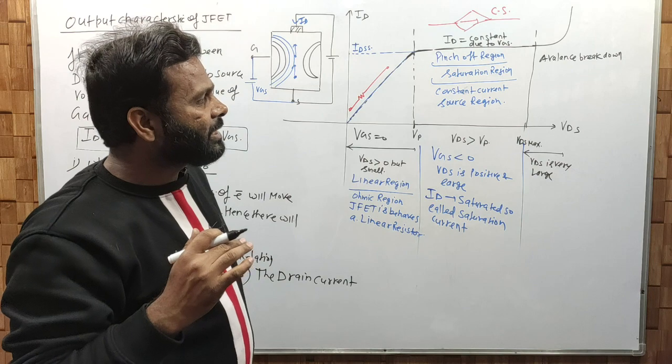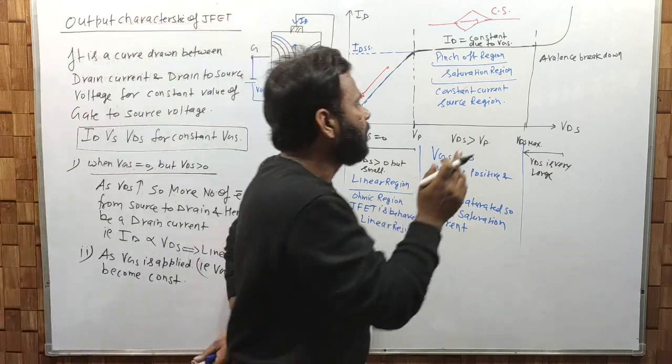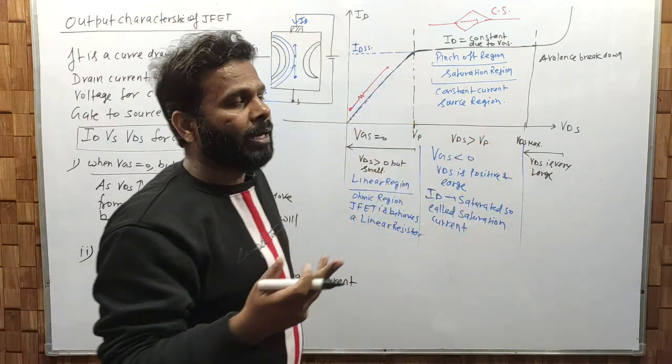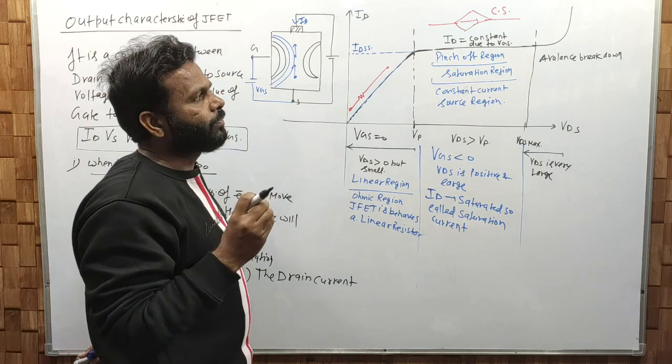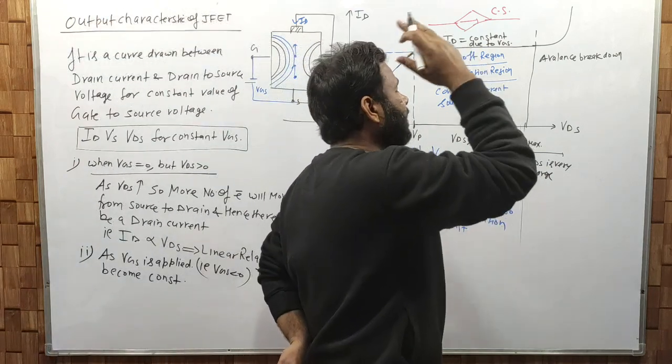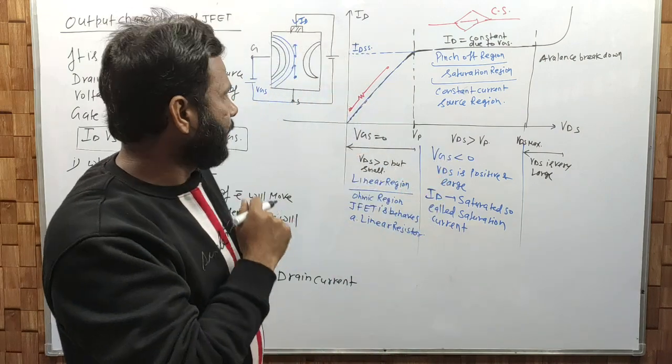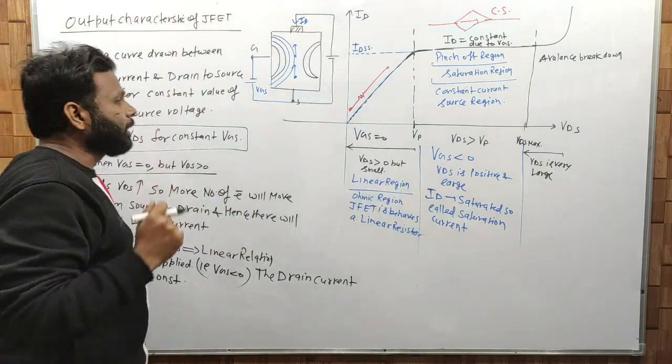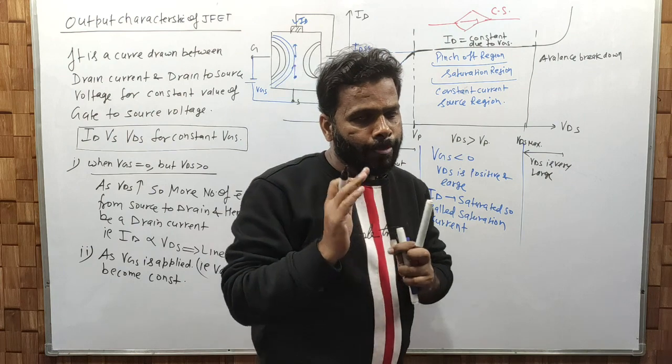But when your VDS is greater than a particular value, that is called the drain to source voltage maximum value, then your JFET is working in the avalanche breakdown, and in that avalanche breakdown region the drain current is very high. Clear है यहाँ तक? So I hope the output characteristic is clear to you now.